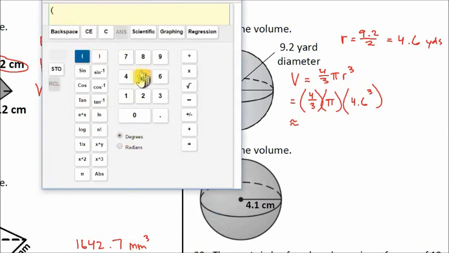So we've got 4 divided by 3, and now I'm going to put pi. You don't have to do this, but I just go through the process just like I wrote it. There's pi. The parentheses tells the calculator we are multiplying these terms. Again, your calculator might require you to put the multiplication key, but the ones from the library do not. Then I've got 4.6, and now I'm going to raise it to the 3rd power. On your calculator, you're going to look for the key that looks like a little caret.